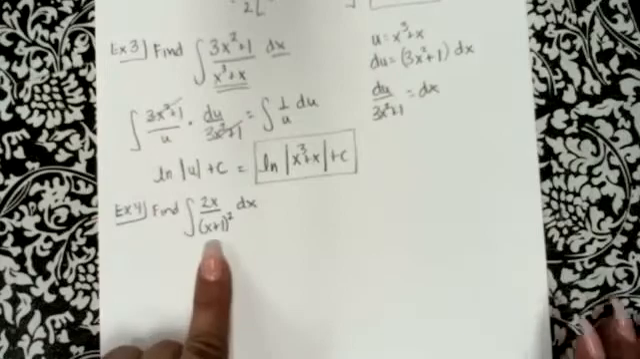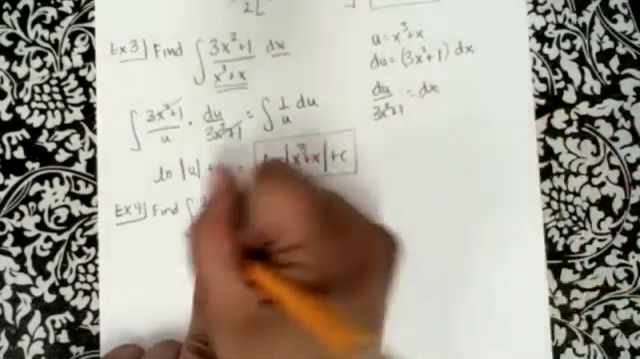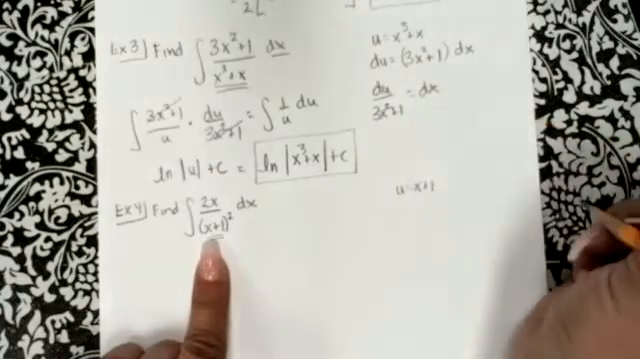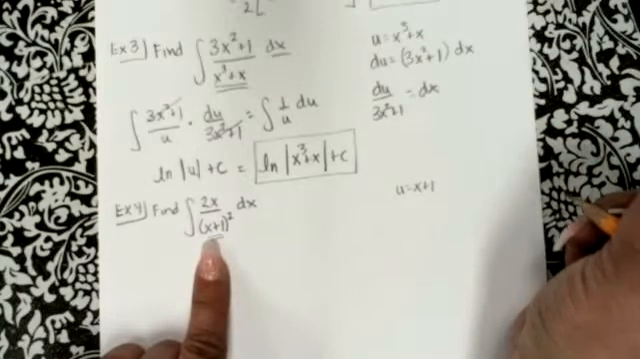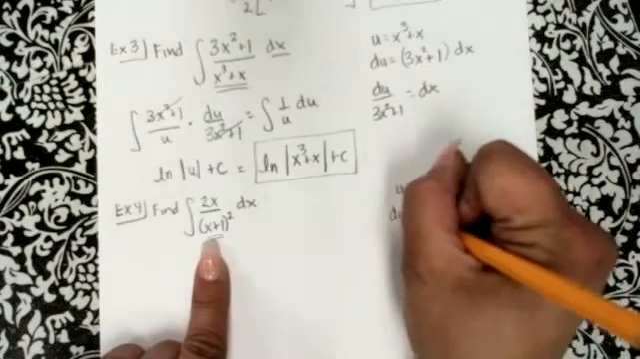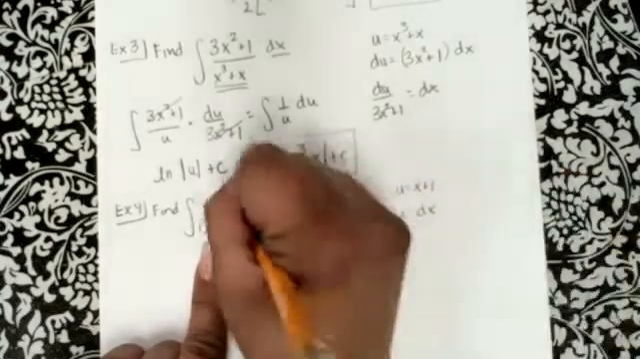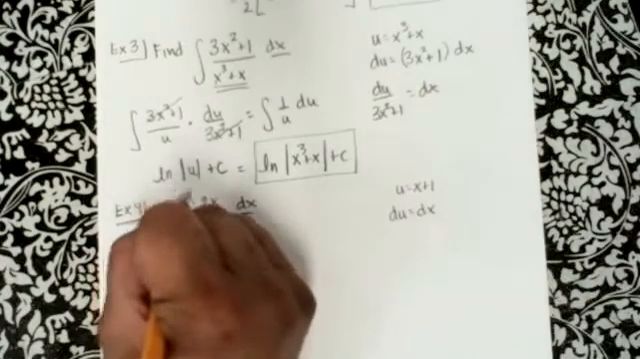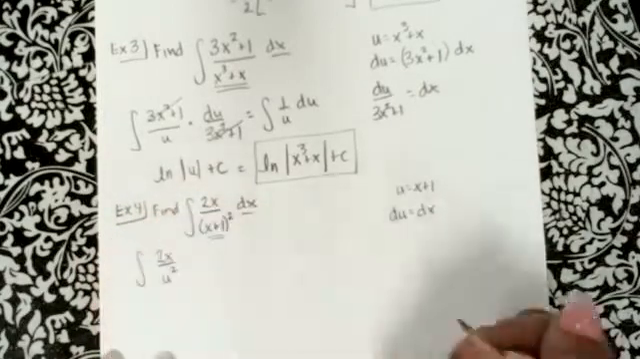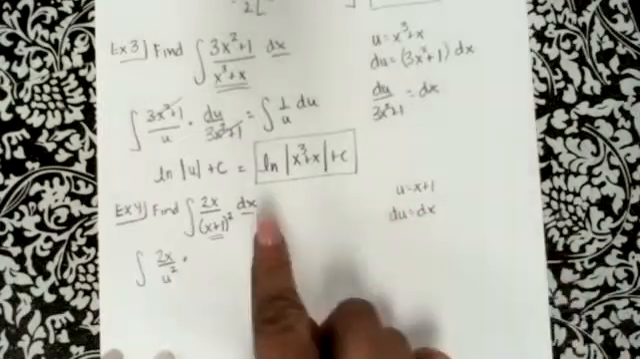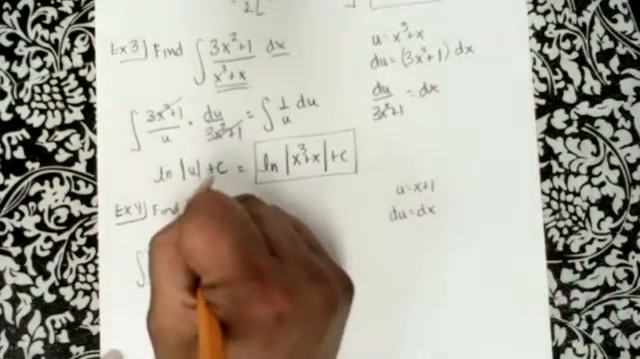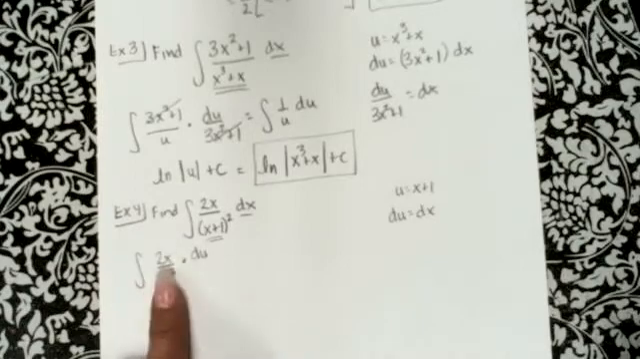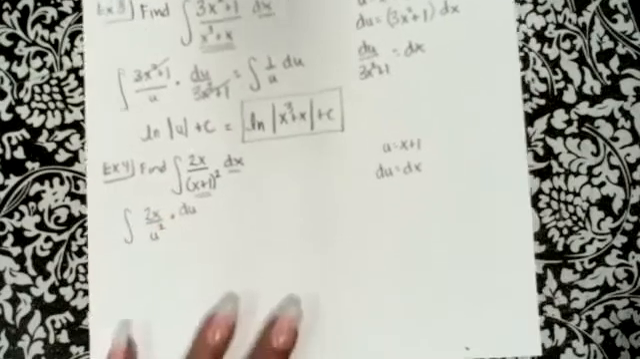Right here, I'm going to let u equal what's inside the parentheses. So u is going to be the x plus 1. And now du is equal to dx. So I'm going to have the antiderivative of 2x over u squared times dx, which is going to be du. Now I have a problem here because I have an x. I need to find out what x is.